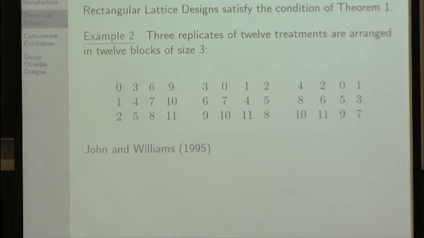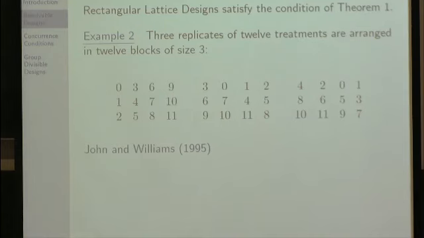So therefore, each block has a treatment in common with all but one of the blocks of every other replicate, and it satisfies the condition of the theorem because every replicate will have at least 3 blocks in a regular lattice design. And that design is taken from John and Williams. So we can say that every rectangular lattice design is maximally robust.